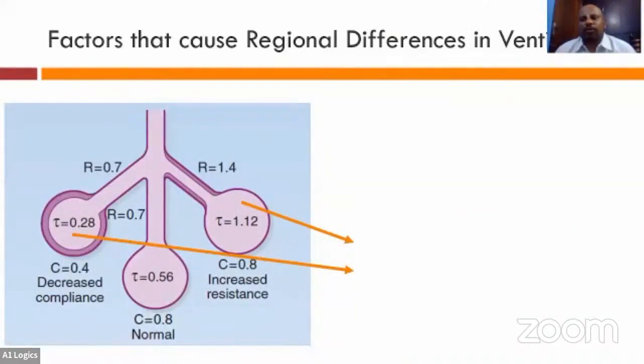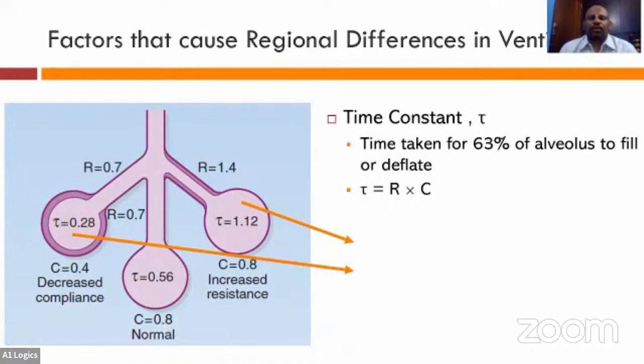So with this alveolar pressure, the air starts to flow into the lung and starts filling the alveoli. There are a variety of alveoli filling at different times. Normally, the time taken for an alveolus to fill to 63% of its capacity is called one time constant. The time constant is a product of the resistance and compliance.